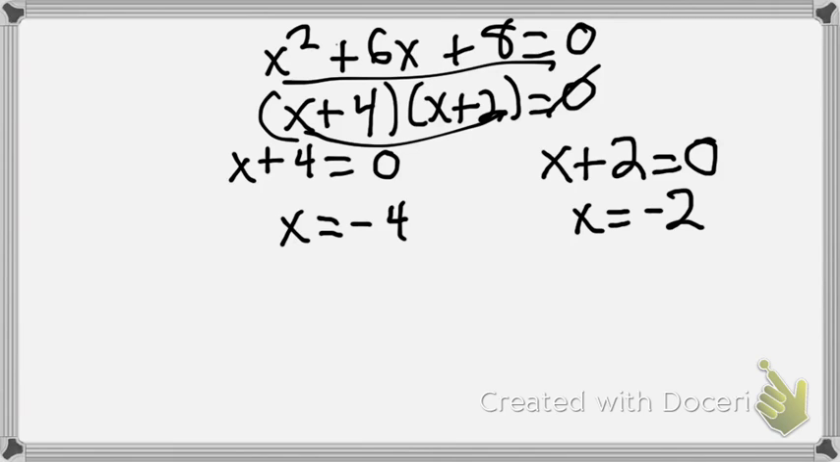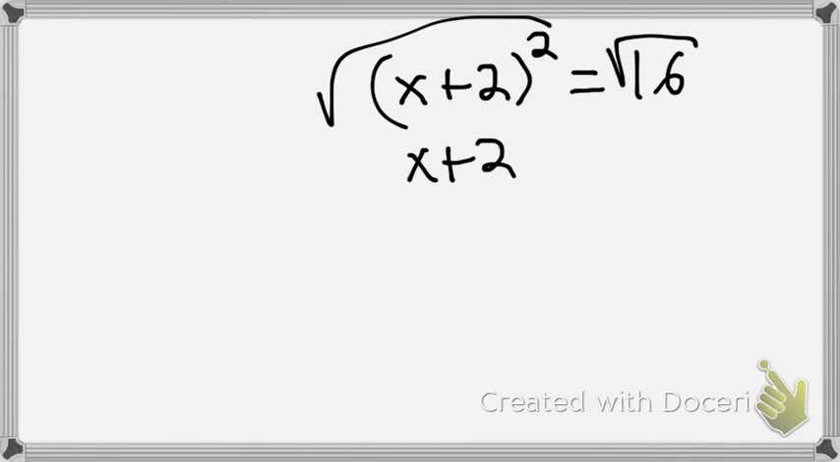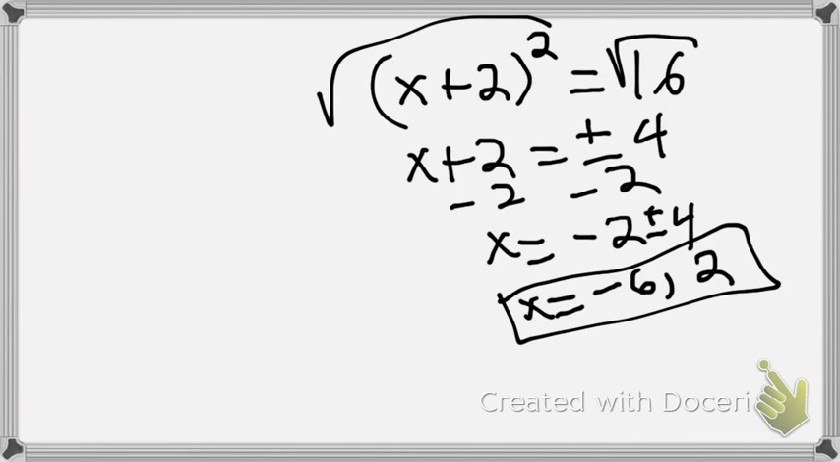Well, sometimes that doesn't work. Sometimes you can't factor. And that's where completing the square comes in. So let's say I have x plus 2 squared equals 16. Well, I can just square root both sides, and I get x plus 2 equals plus or minus 4. Subtract 2 from both sides, that gives me negative 2 plus or minus 4, and that's negative 6 or 2. So notice that if the x is on the inside of something that's squared, then I can get rid of that square by using the square root.